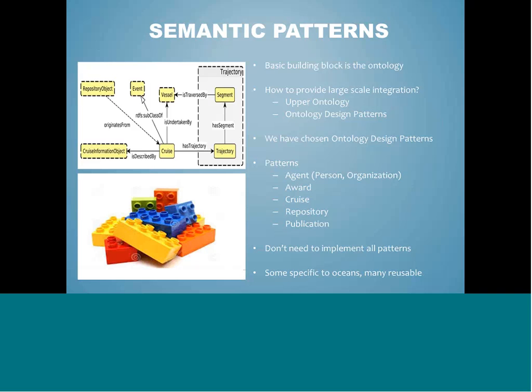So some of these design patterns are going to be specific to the ocean community, for example, the cruise. But we think that we have many that are reusable across all of the geosciences, things like awards and publications, repositories, and people. So we think a lot of this semantic modeling that we've come up with is potentially reusable across many of the geoscience domains.